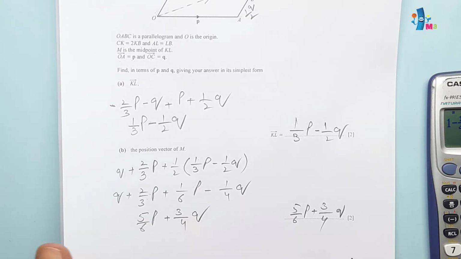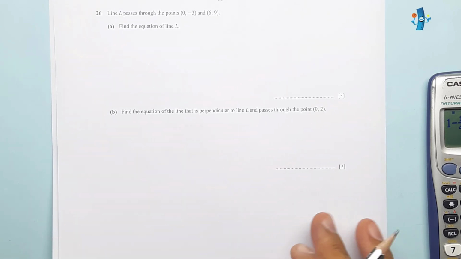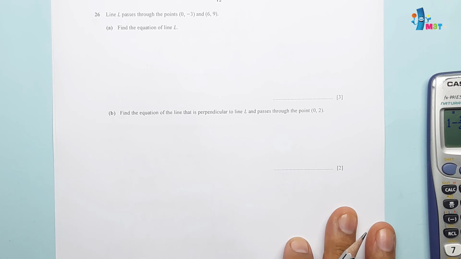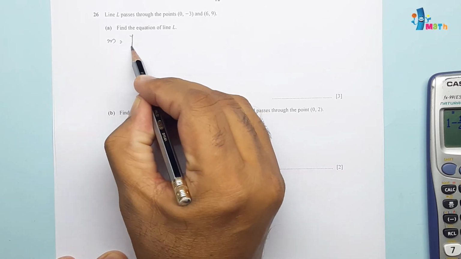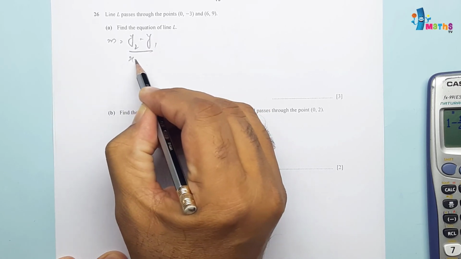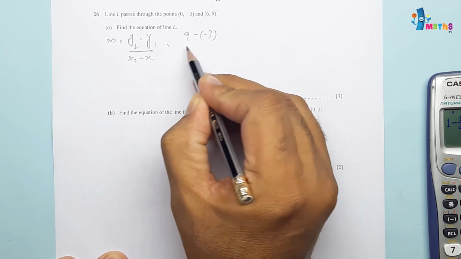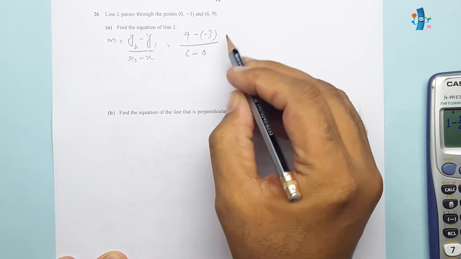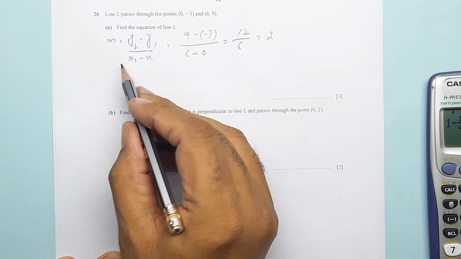Now the next and last question of this paper is question number 26. So we can go through this question as well. This is saying line L passes through the points (0, -3) and (6, 9). So find the equation of the line. For that, for the equation of a line we require the gradient. So m will be equal to y2 minus y1 over x2 minus x1, which is 9 minus -3 over 6 minus 0. So this will be 9 plus 3, which is 12 over 6, which is equal to 2. So m value is 2.